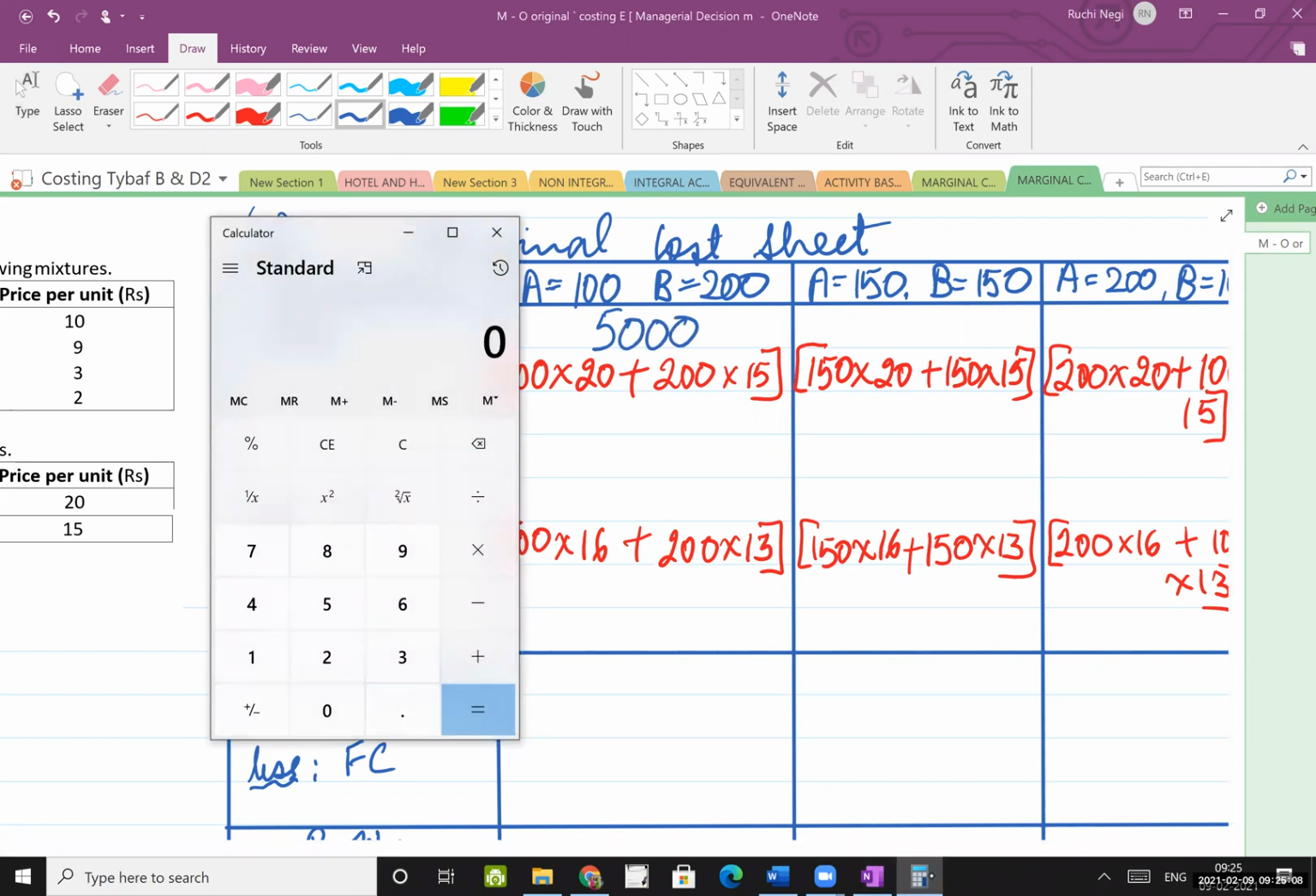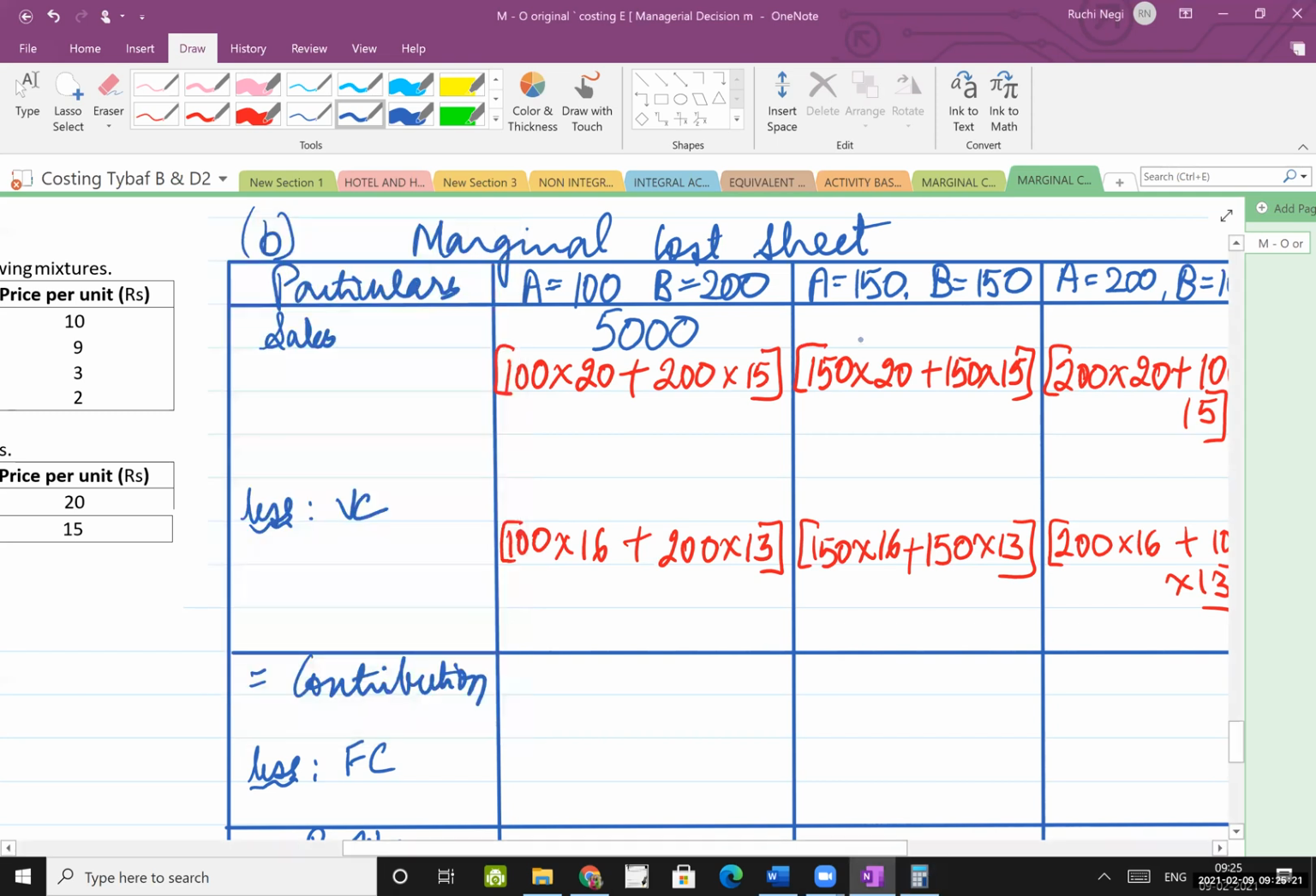Next, 150 into 20, 3000. Press M plus. 150 into 15, 2250. Press M plus. And press MRC. You directly get the total 10,250.